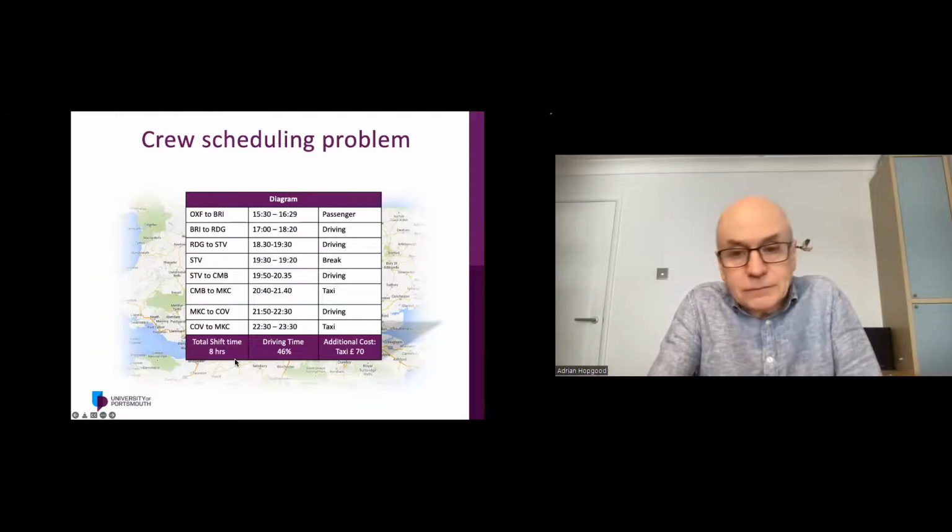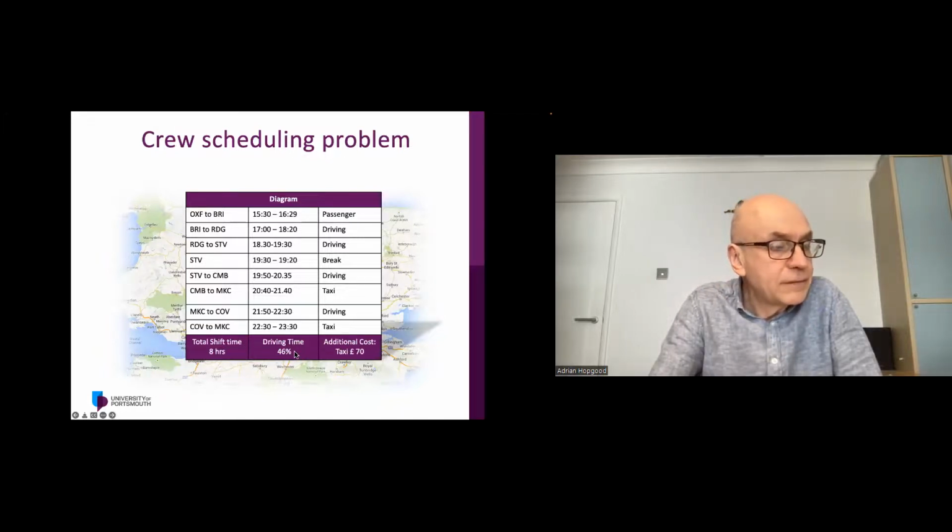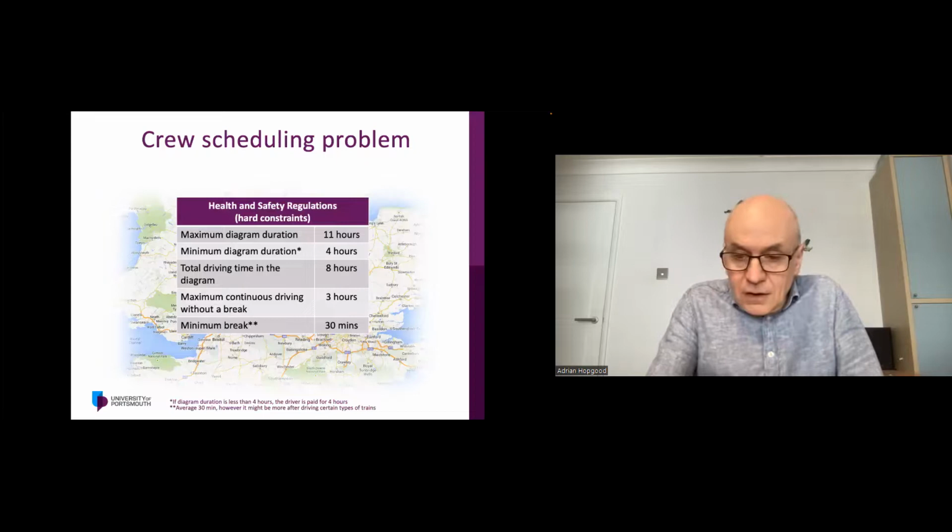And you'll see that they have a shift of 8 hours, but they're actually driving a train for less than 1/2 of that time, 46% of that time. This is the so-called throttle time, this proportion. And they've also incurred additional costs of taxis of £70. And this is quite typical.